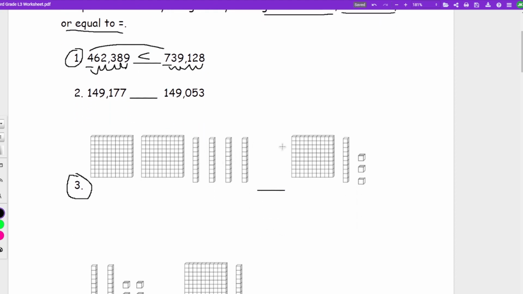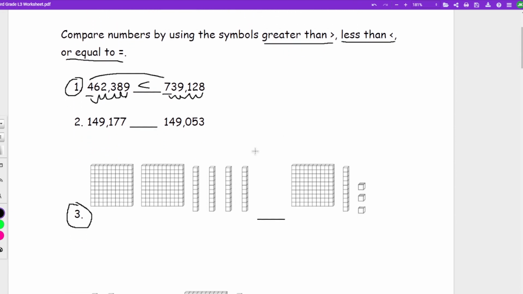Okay, question 3. I'm going to count how many cubes, how many blocks there are. So these big square ones are 100. Right here, 100, 100, 100. These kind of sticks, these rows are 10. 10, 10, 10, 10. And these individual ones, these small ones, those are 1. So we have 1, 1, 1.